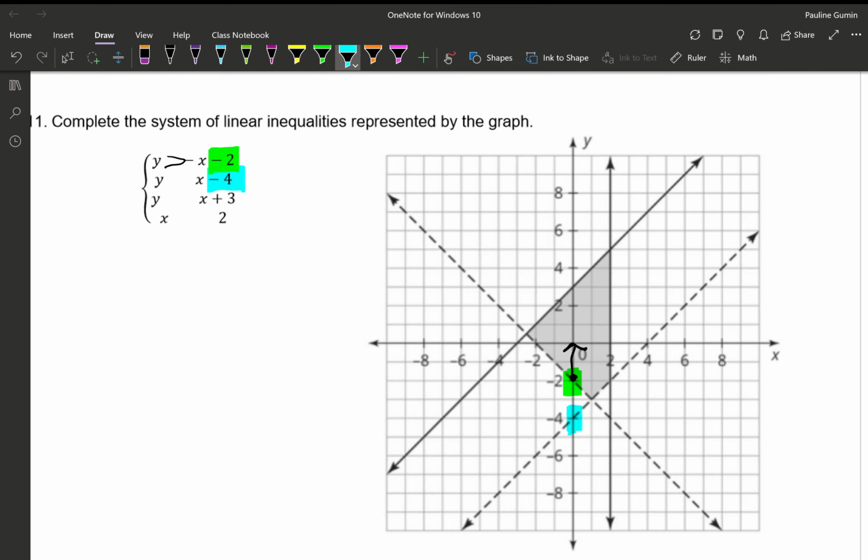There's the -4. I don't know, I think it's my screen. I can't tell the difference between these colors, so I'm going to go with orange. Okay, there we go. So -4 is this dashed line.